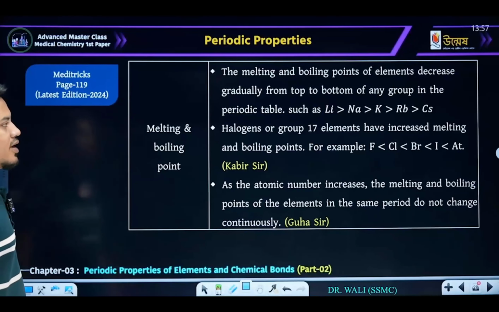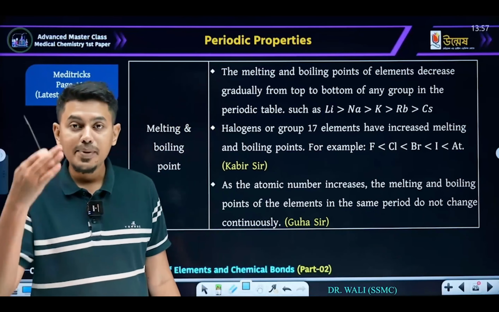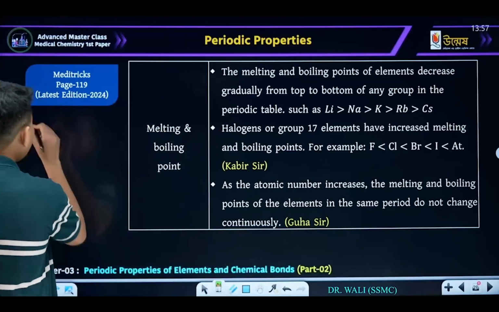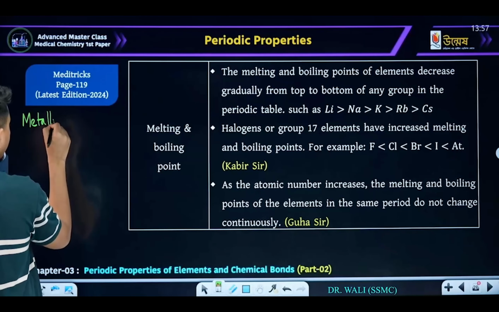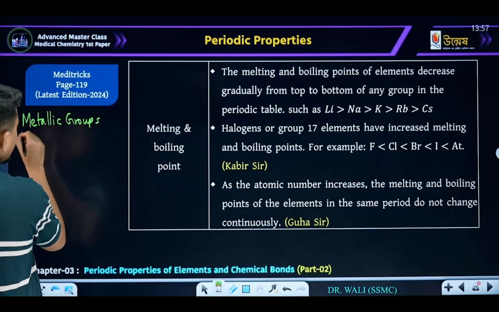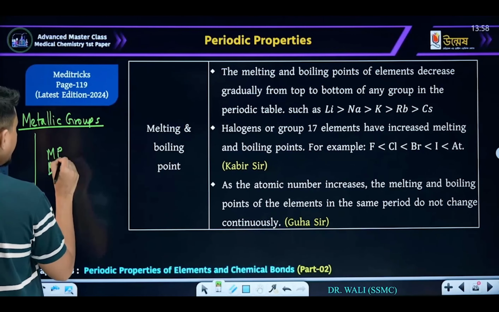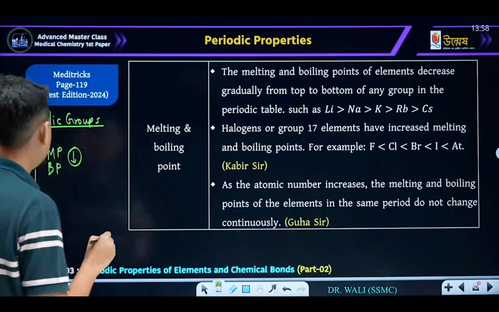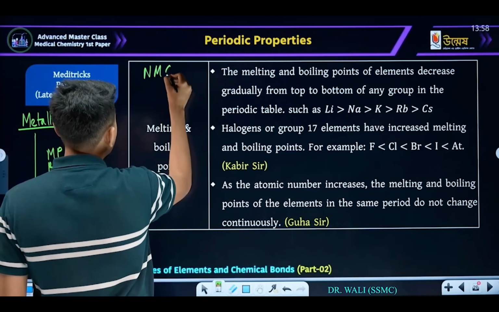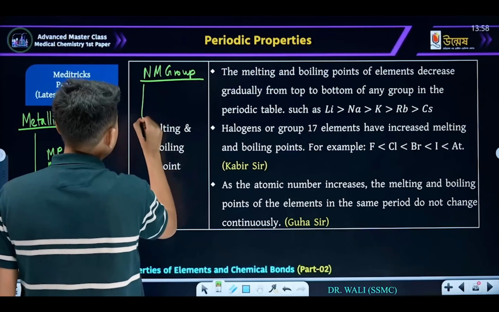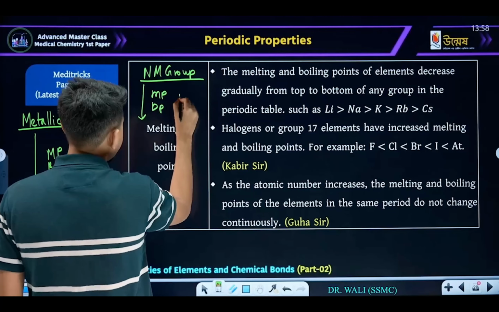Anyway, regarding melting and boiling point, there are some trends. In metallic groups, we see from top to bottom, boiling point and melting point get lower. But in the non-metallic groups, from top to bottom, melting point and boiling point get higher.